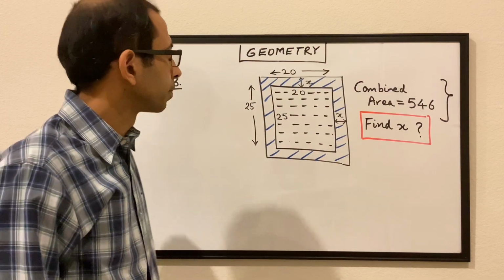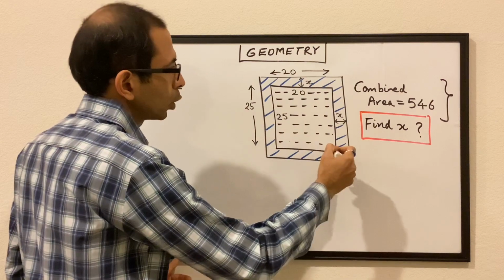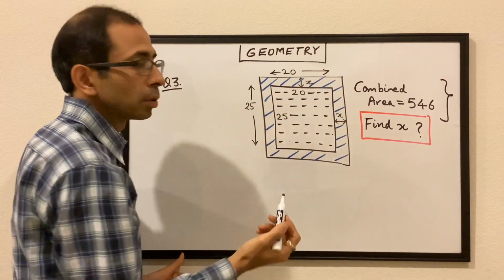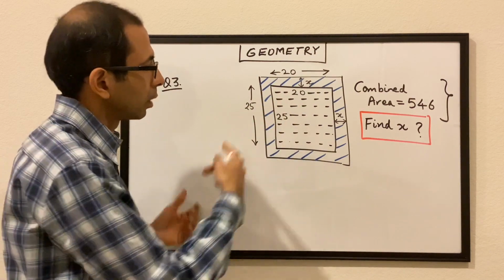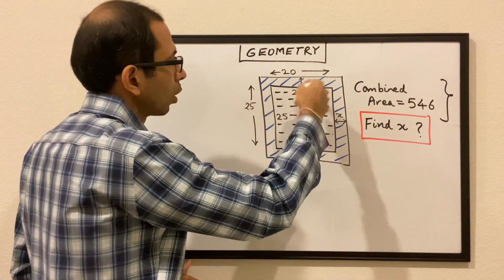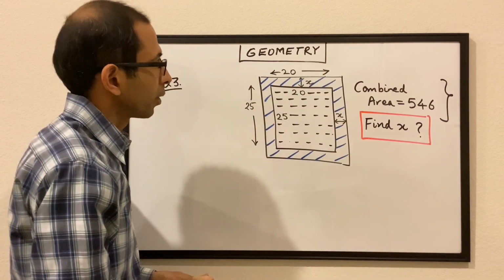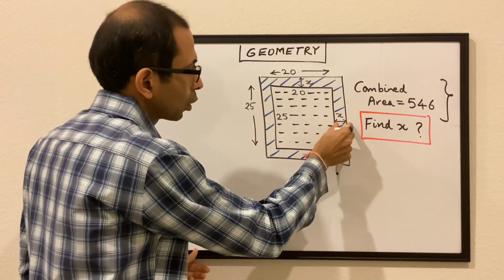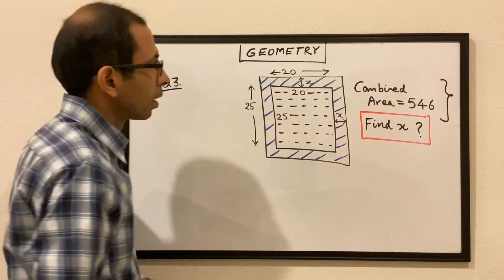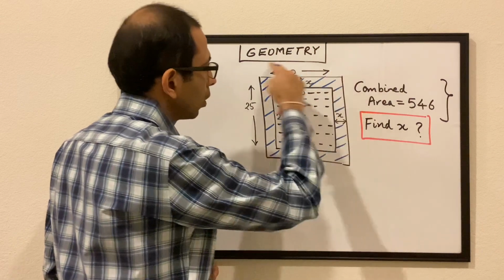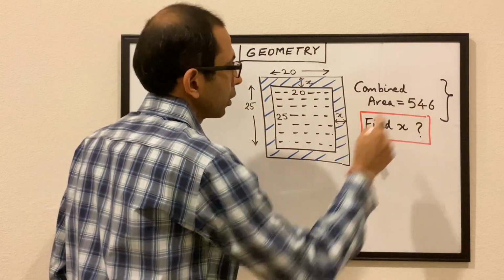Question number 3. So we have a rectangular swimming pool, right, whose dimensions are 20 units and 25 units, and which is surrounded by a concrete floor on all the 4 sides, right? And the width of this concrete floor is x in all the 4 directions, right? And the combined area of this bigger rectangle, so to say, is 546.